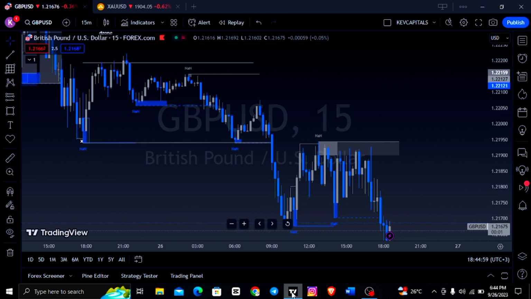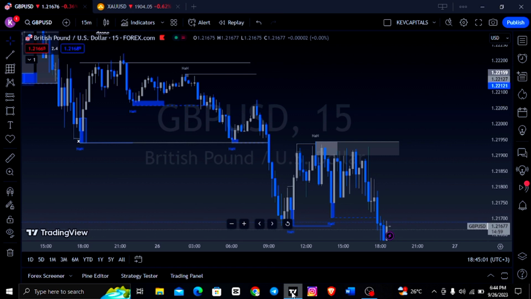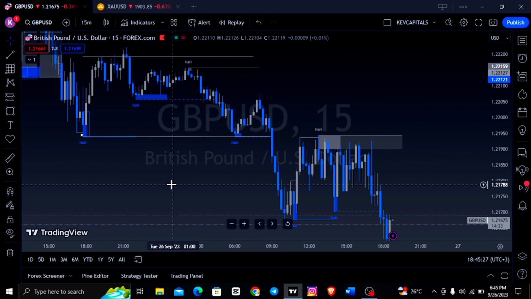We are back again with another video on GBPUSD. As usual, I use the 15 minutes for entries, and if I would like to refine my entries, I'll go to the 5 minute. But remember that my 15 minutes is aligning with the 4 hour. That is a top-down analysis. So today, as you can see, we are still bearish.